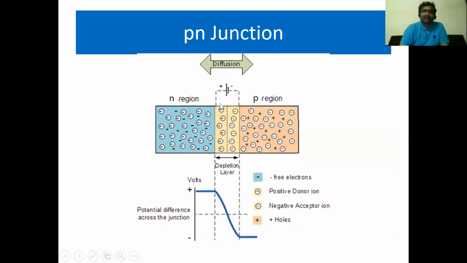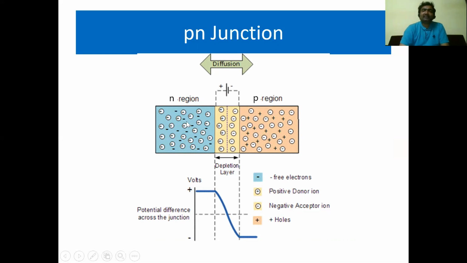Here in this diagram, you can clearly observe this portion is called the n region. This portion is called the p region. In the n region, majority charge carriers are electrons. In the p region, majority charge carriers are holes. And you can also observe one fact here: each electron, each minus symbol, is a representation of an electron, and is compensated with a positive ion. Similarly in the p region, each hole, this plus symbol, is compensated with a negative ion.